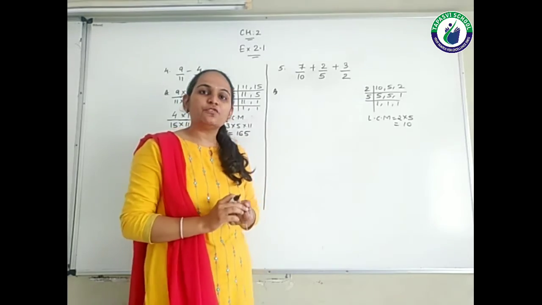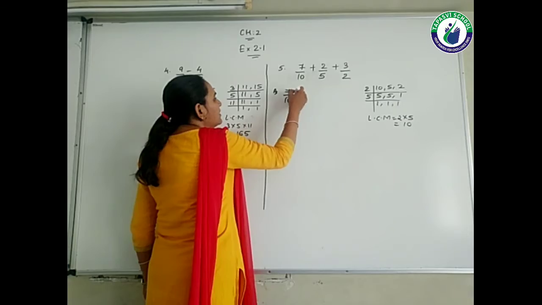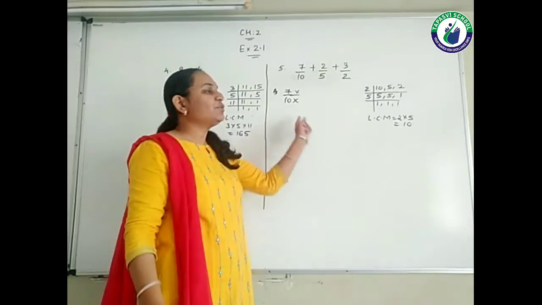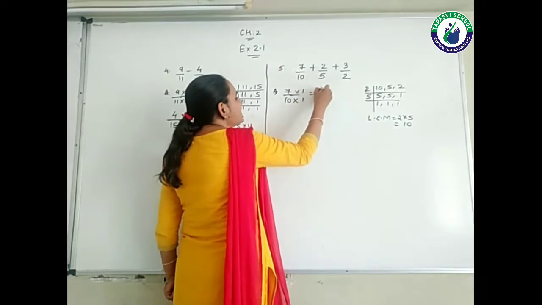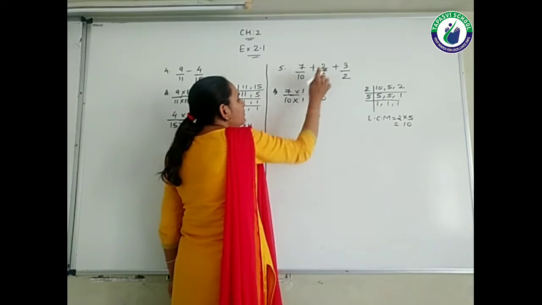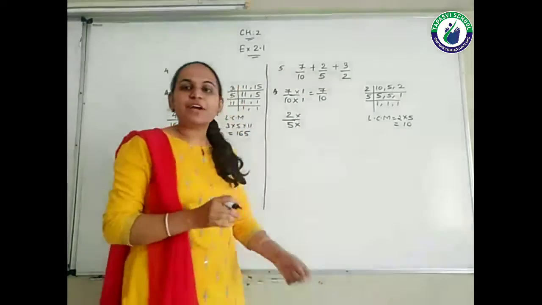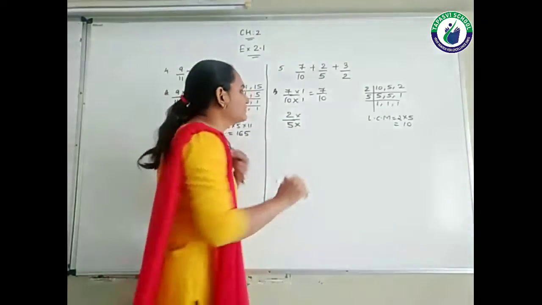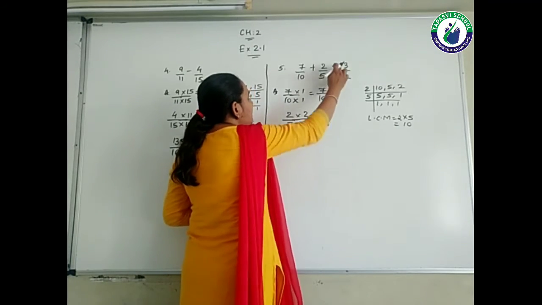Now let's work out the solution. So 7 upon 10. Which number do I multiply with the 10 to get 10, students? That is 1. So 7 1s are 7 upon 10. 2 upon 5. Which number do I multiply with 5 to get 10? That is 2. 2 2s are 4 and 5 2s are 10. 3 upon 2.